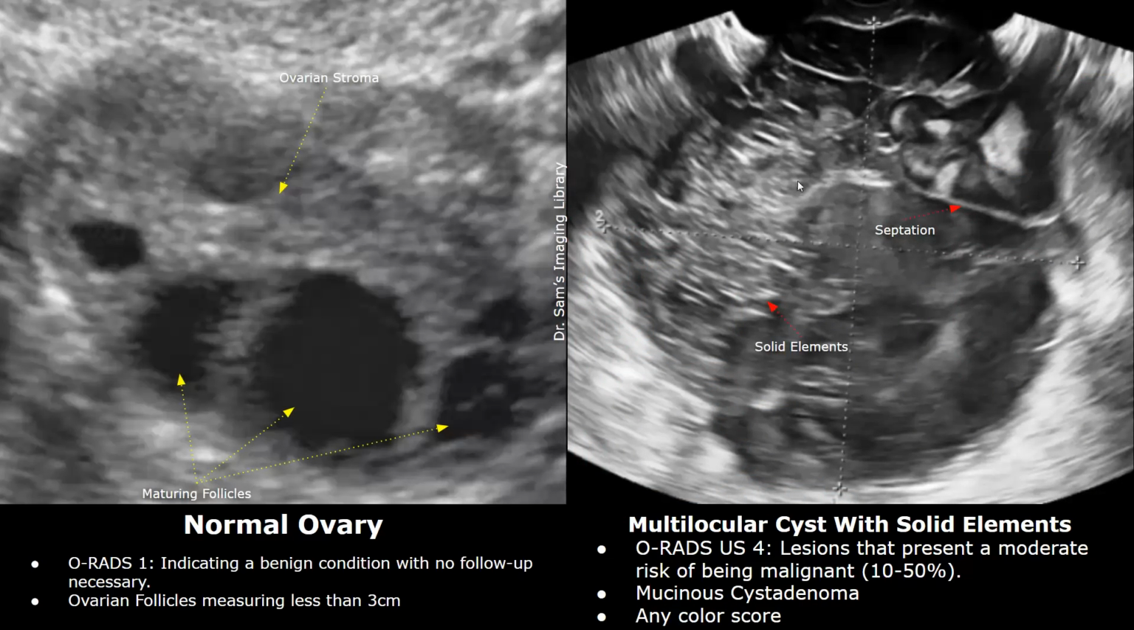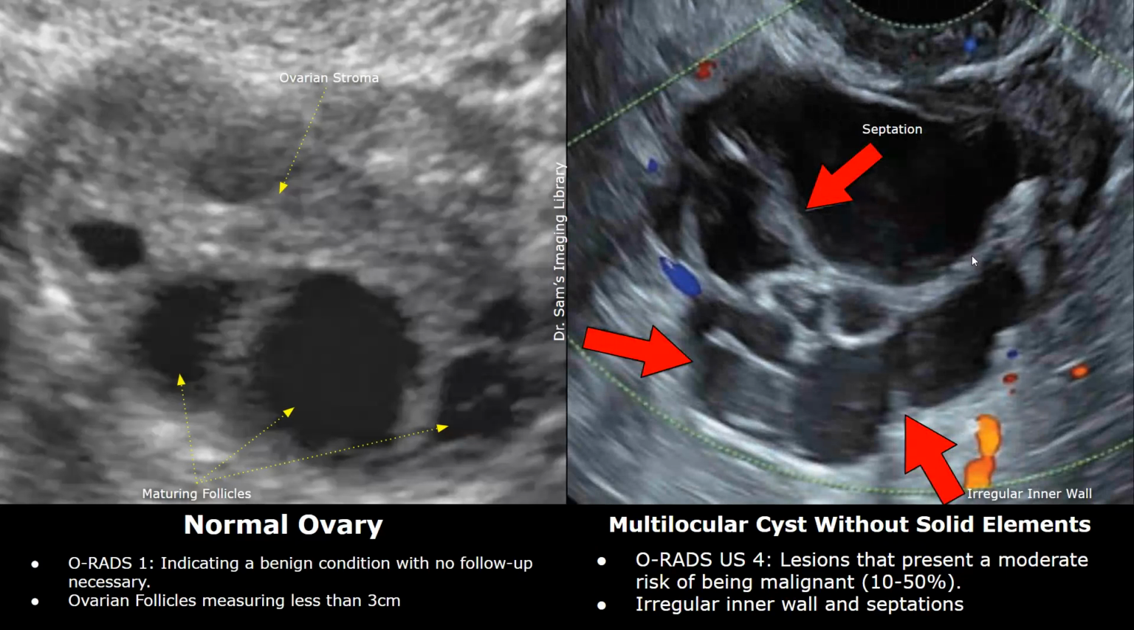A multilocular cyst with solid components also falls under O-RADS 4. An example of this type of lesion is mucinous cystadenoma. This is a multilocular cyst. We can see septations within this cyst. This is a septation. So these are different compartments. And the cyst gives posterior acoustic enhancement, so it is not a completely solid lesion. It is a complex cystic lesion, and it has solid elements. These are the solid components. So this is also an O-RADS 4 lesion.